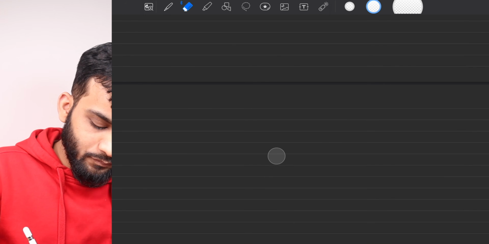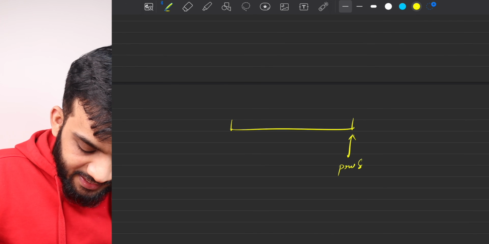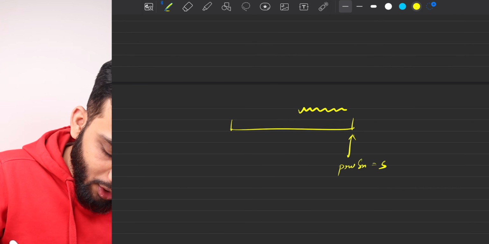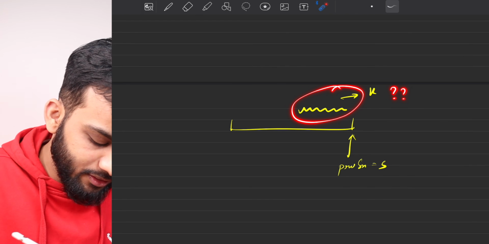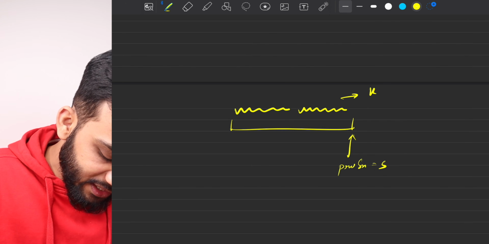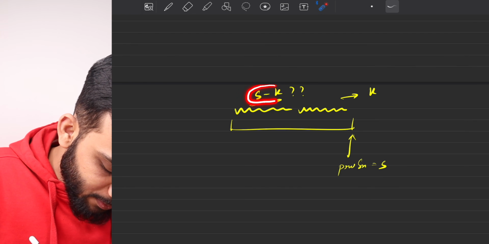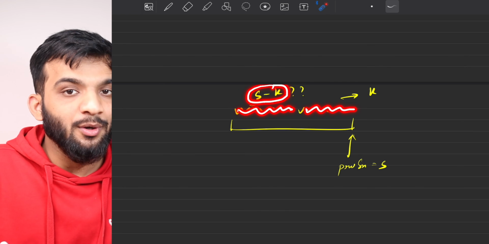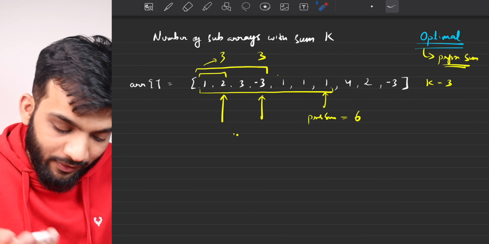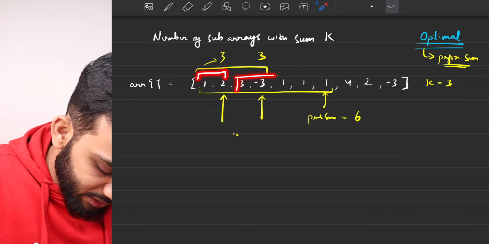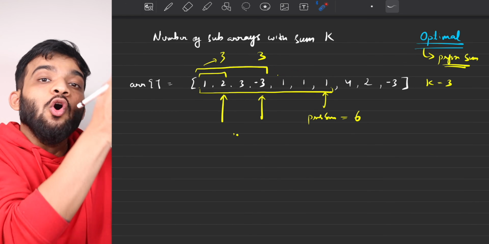What did we say? We said, if till a point the prefix sum is s and I am looking for k, then in order to figure out how many k are there, I will look out how many s minus k are there. The number of s minus k will be equivalent to the number of k. Over here, 3, 1, 2. So, equivalent. If you take this, this will be the other subarray. If you take this, this will be the other subarray. So, I did look in the opposite direction.